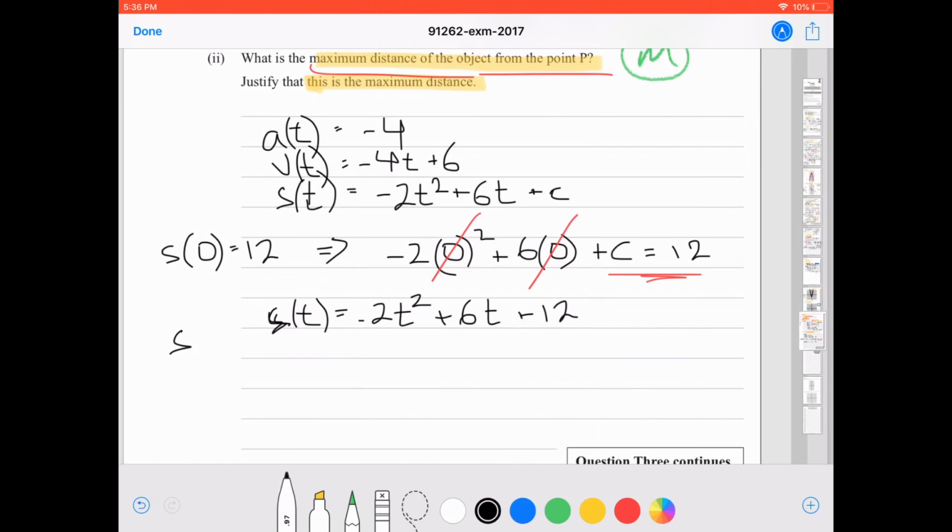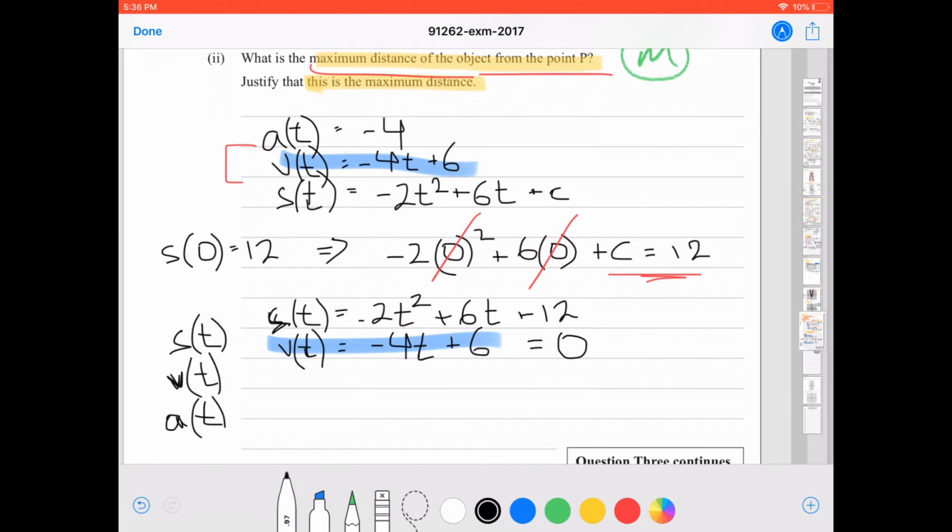And so we're going to set that equal to 0, because we're talking about maximum distances. Solve for t here, so let's say 6 equals 4t. Therefore, t equals 3 over 2, or 1.5. Okay, 6 over 4, same thing.